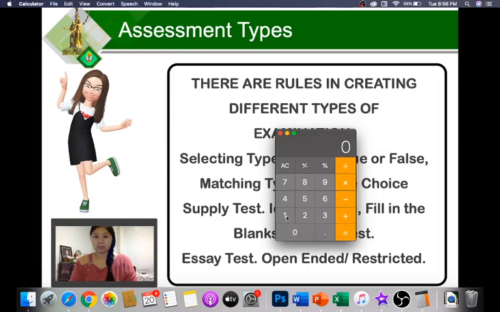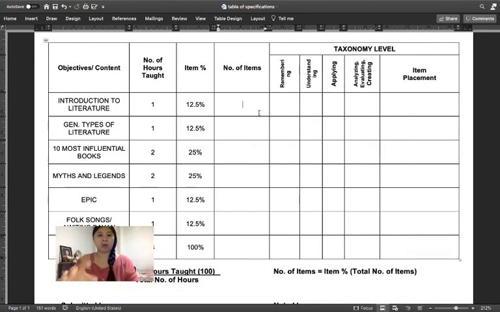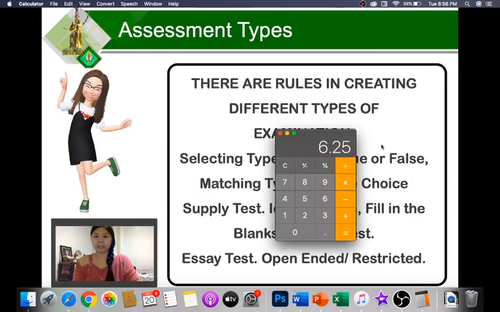So let's say 12.5% times 50 equals 6.25. So let's go back. All of those 12.5% would be equivalent to 6.25 items. So let's tentatively write here 6.25. And then the 25% times 50 equals 12.5 items.